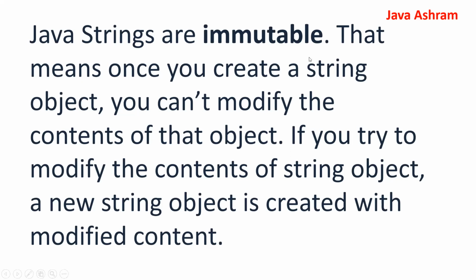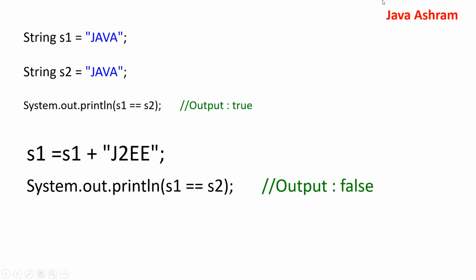Okay, let's move ahead. Let's see an example of how we can prove that strings are immutable in nature. Let's first create the string s1 is equal to "Java". Then create another object, string s2 is equal to "Java". And we know string objects are created using string literals. If you create a string in double quotes, this is called a string literal.